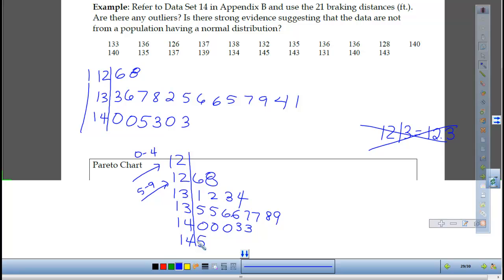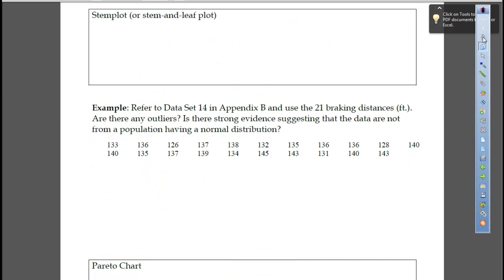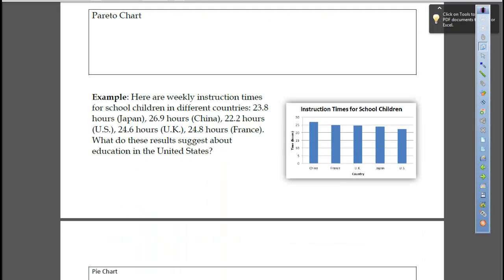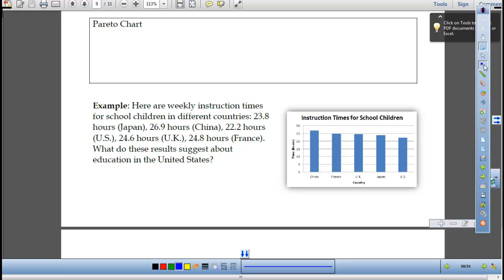All right. A Pareto chart is a chart for qualitative data. Okay, this one is for qualitative data. And it arranges, it's basically a bar chart.